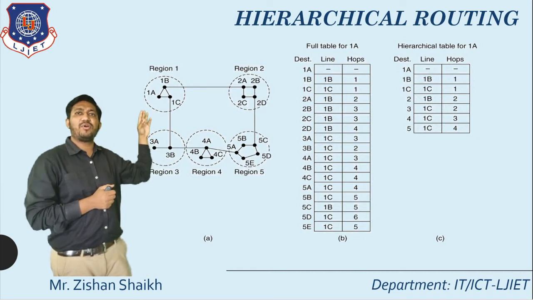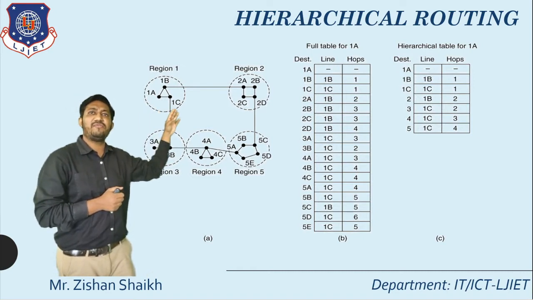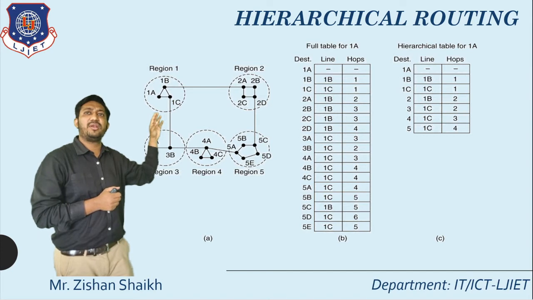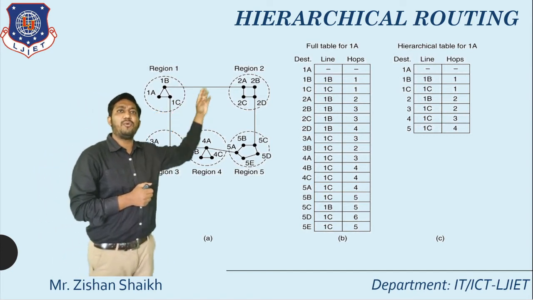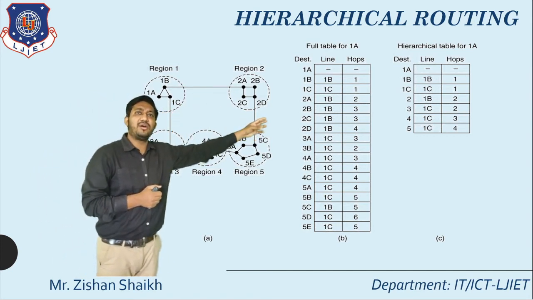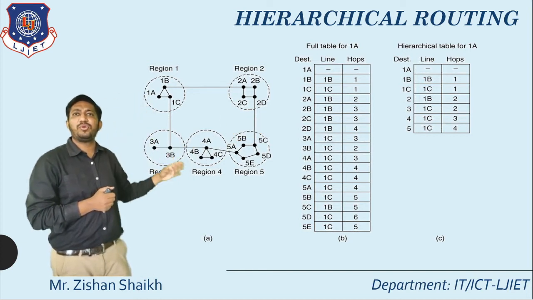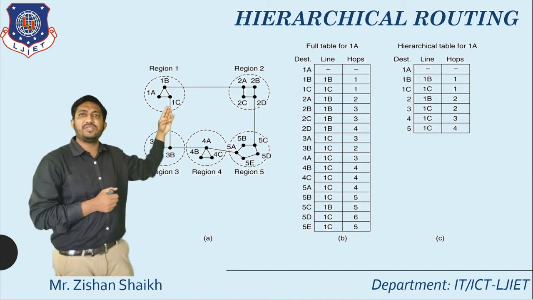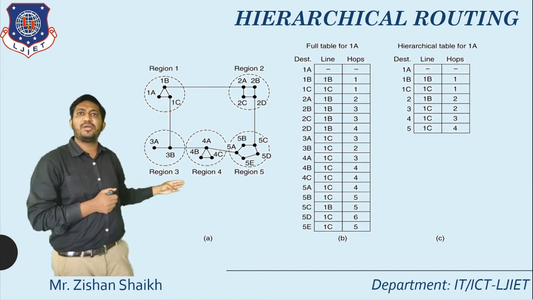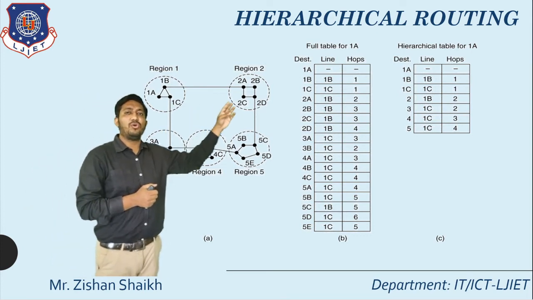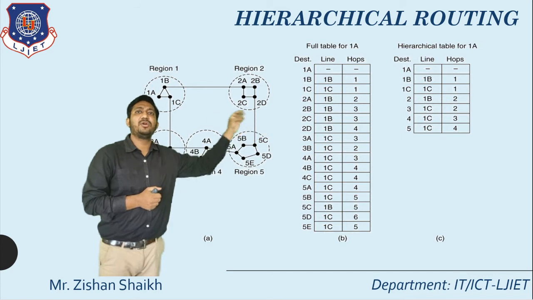From 1A to 1C, if I want to go there, we use link 1C and hop count 1, that is the third entry of table C. The same way, if from 1A I want to reach region 3, then I can use the path 1A to 1C, then 1C to region 3. For that the total hop count is 2.